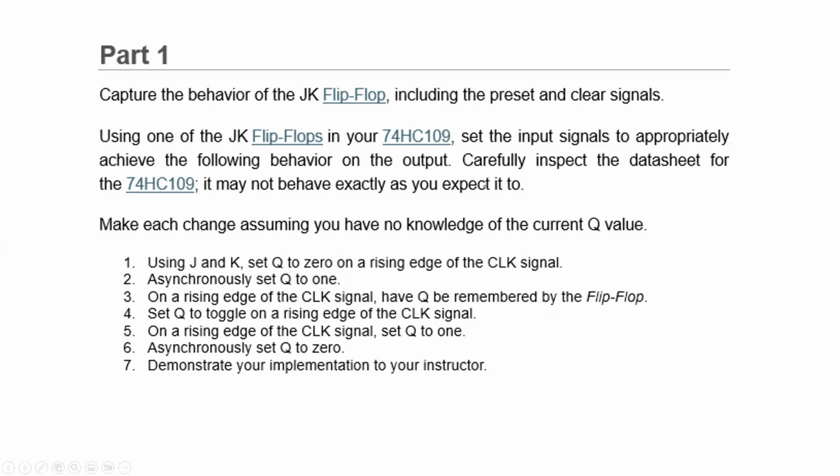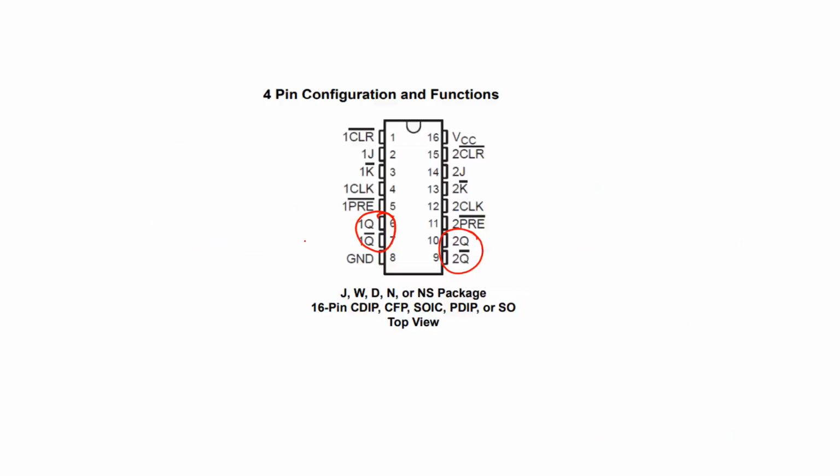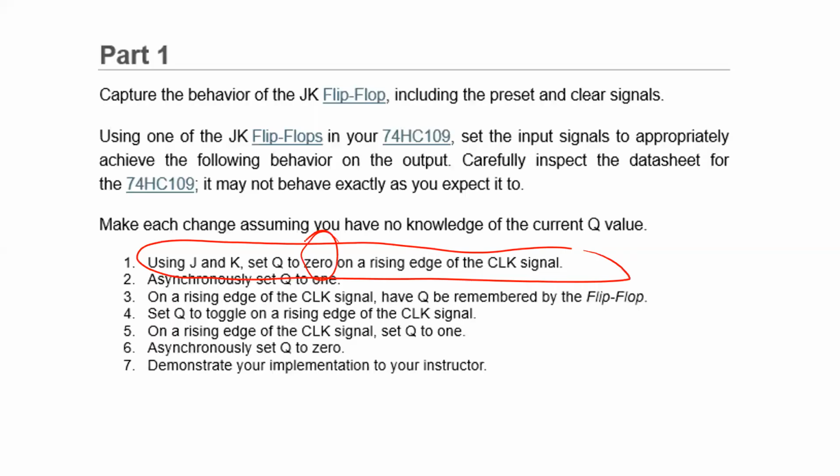Here, number one, using the JK flip-flop, set Q to low on a rising edge. So the first thing you need to know is what values I have to put in J and K in order to make Q equal to 0. Okay, it's already in the table here. So I want you to do it and check it. I just want you to get familiar with the use of the flip-flop, okay?